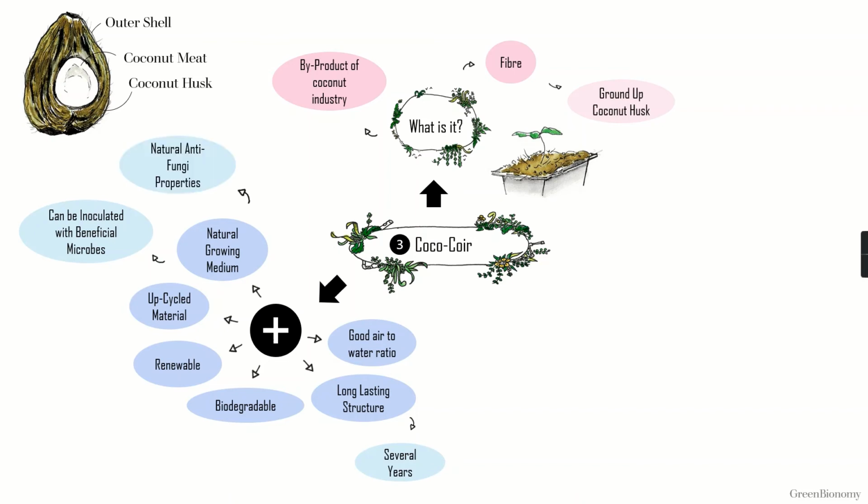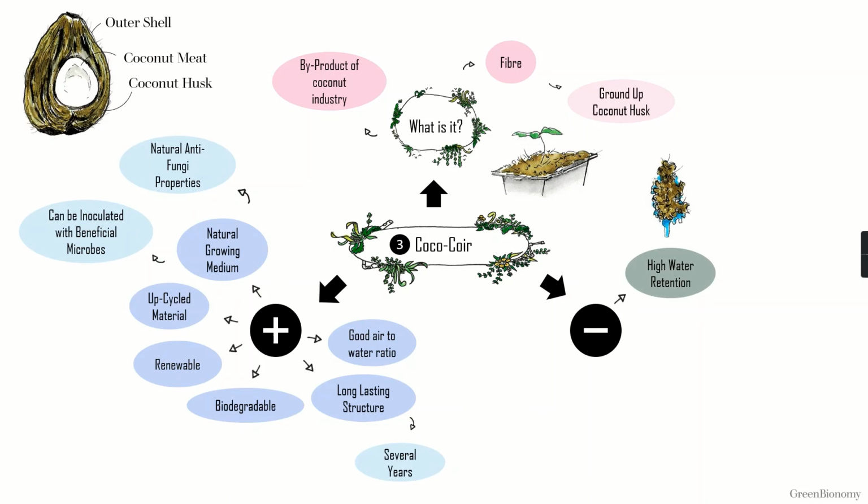So I really like this, and it has natural anti-fungi properties, so disease resistance is also something that is not negligible. Now let's check out the disadvantages of Coco coir. First, the high water retention. So that's one of the downsides of it. It will tend to suck up water.